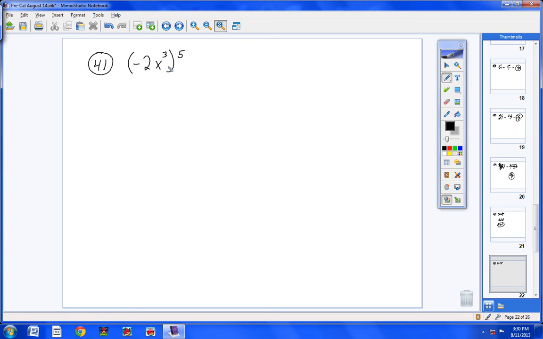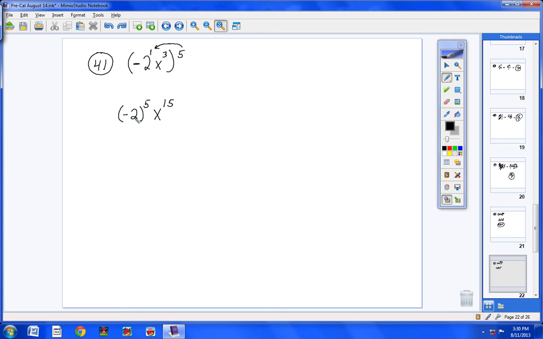Now, please be careful on number 41. The x has an exponent of 3. The 2 has an exponent of 1. But notice the 2 is negative. So when we take 5 times 1 in just a second, we're going to put negative 2 in parentheses and then a 5 on the outside, because you do want to keep that negative sign with the 2, and then x to the 15th power. And where did the 15 come from? 5 times 3. 5 times 3. Okay? All right, here we go.